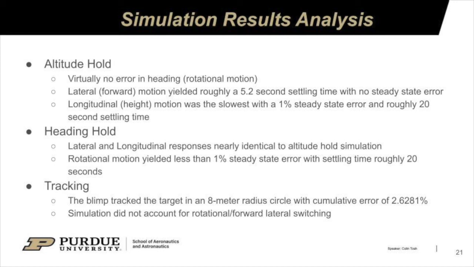Lateral forward motion yielded roughly a 5.2 second settling time with no steady-state error, and the height response was the slowest with a 1% steady-state error and a roughly 20-second settling time. For the heading hold simulation, lateral and longitudinal responses were nearly identical to those of the altitude. The rotational motion, however, was the slowest response. In the tracking simulation, the blimp tracked the target in an 8-meter radius, accumulating an error of 2.6281% over the course of the simulation. It is important to note that the simulation did not account for rotational/forward lateral switching.